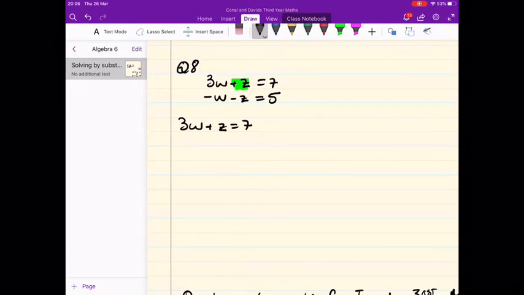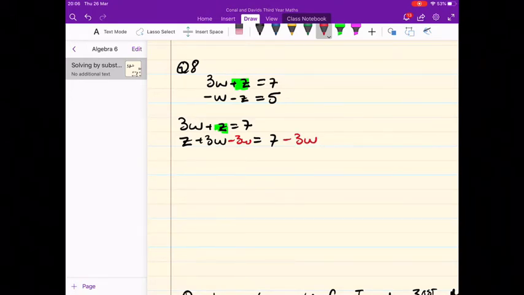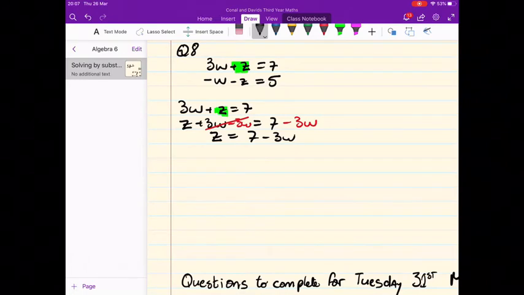So I'm going to write out that equation again. So I have 3w plus z is equal to 7. And I want to isolate the z. So in order to do that, I have to take the 3w to the other side of the equation. Now to do that, I'll have to subtract 3w from the left-hand side of the equation. In order to be allowed to do that, I'll have to subtract 3w from the right-hand side as well. Now these two cancel each other out, and our equation is going to be z is equal to 7 minus 3w. That's the variable z isolated for us again.